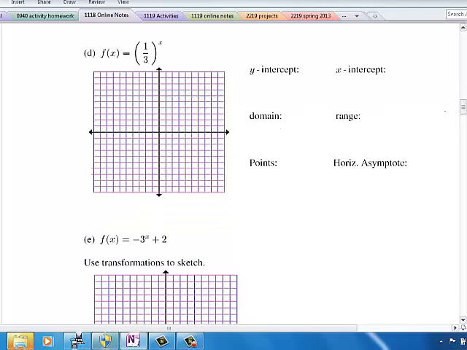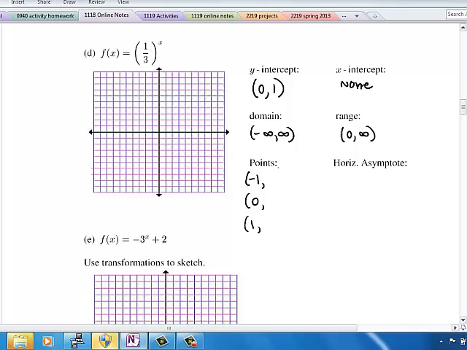All right, then f of x equals 1/3 to the x. One more just kind of basic one, and then we'll start doing some that are more interesting. So y-intercept, x is 0, y is 1. X-intercept, none. Domain, all reals. Range, 0 and larger, but not equal to 0. Points, take your x to be -1 and 0 and 1. The y's are then the reciprocal of the base, which would be 3, 1 when x is 0, and the base, which is 1/3 when x is 1.